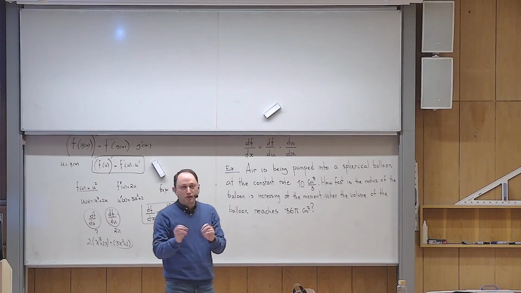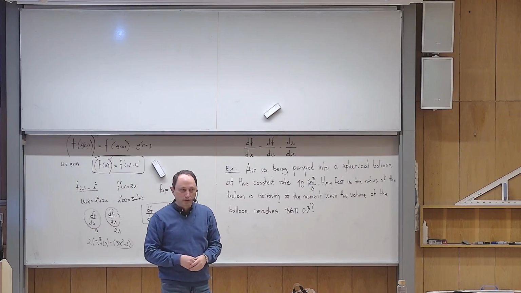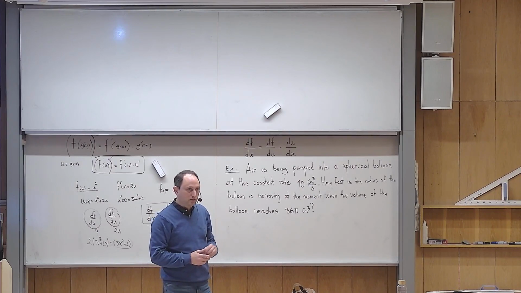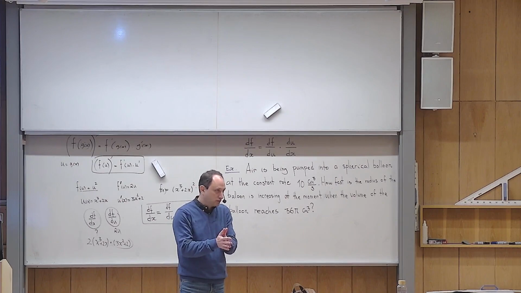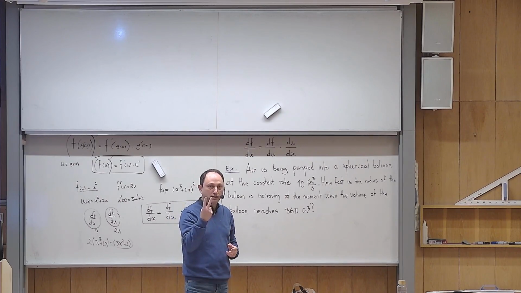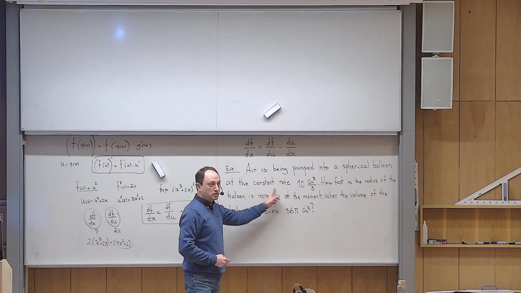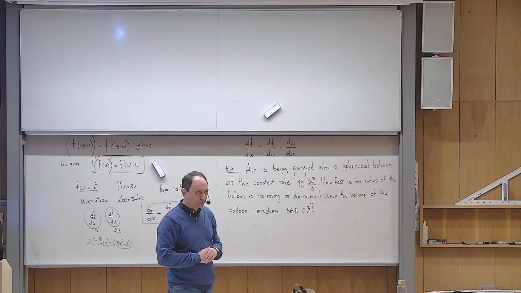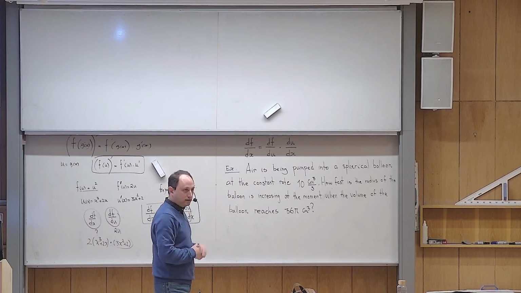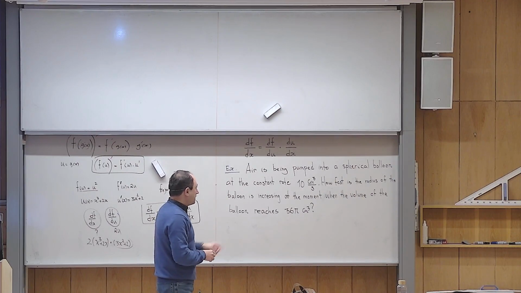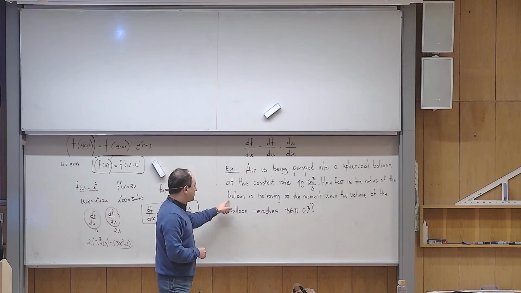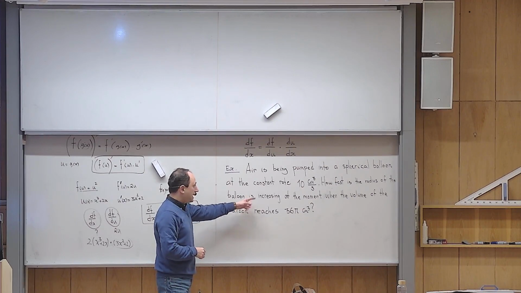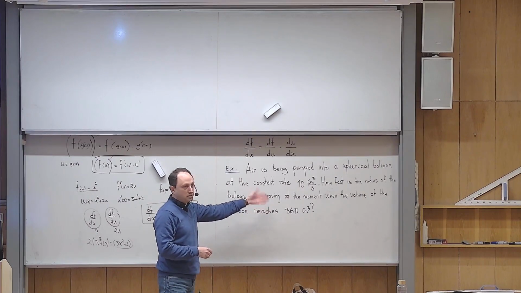For example, if the volume of the balloon is 0 initially, 1 second later, it contains 10 cubic centimeters of air, and if you wait 2 seconds, because the rate is mentioned to be constant, after 2 seconds, what will happen? We will have 20 cubic centimeters. Okay, and the question is how fast is the radius of the balloon increasing at the moment when the volume of the balloon reaches 36 pi cubic centimeters.